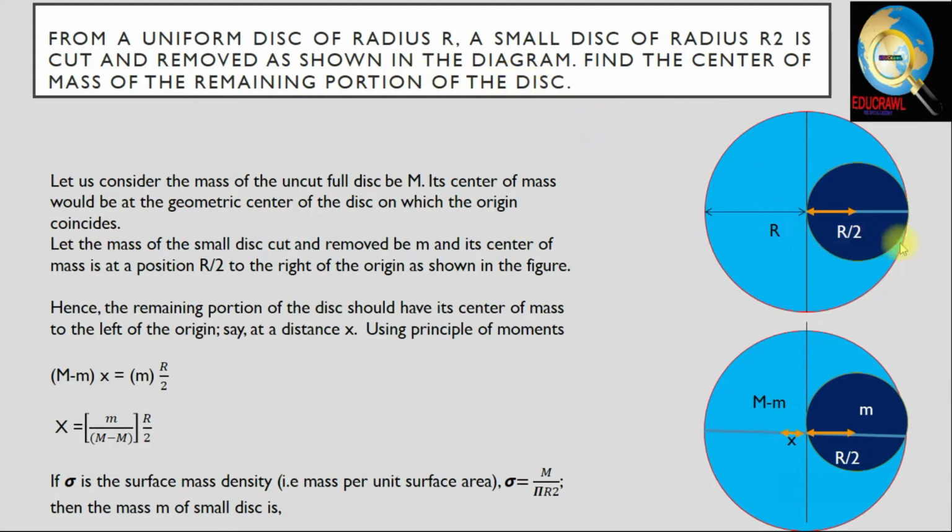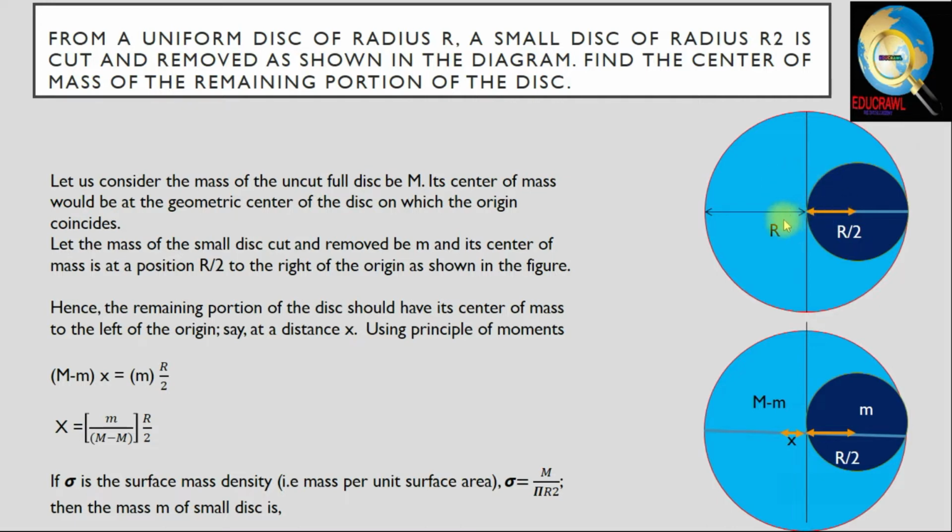As shown in the diagram, we are considering the mass of the full disk as capital M. So the center of mass will be lying at the geometric center of the disk, that we already know. If you note my pointer, you can find that the center of mass will be lying here.